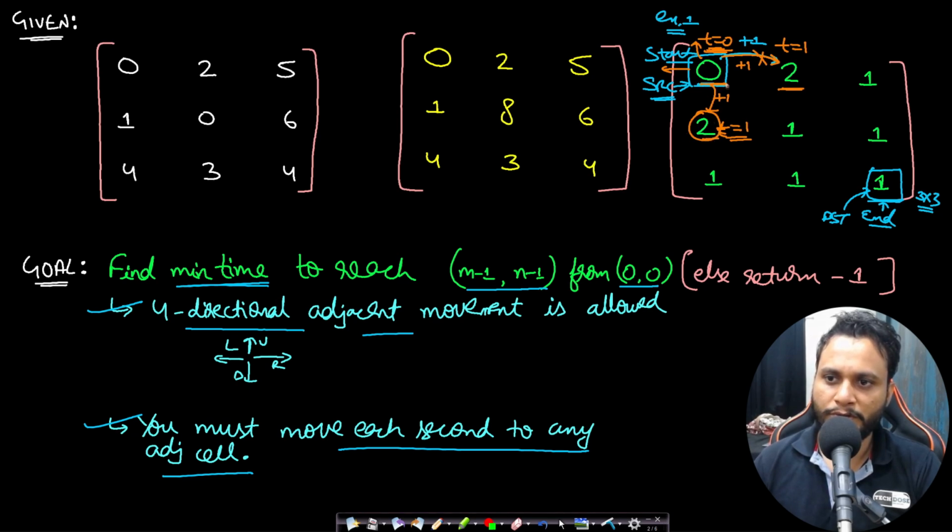So from this 0 0, you could not move anywhere, and since the constraint says that you must move each second to any of the adjacent cells, you cannot wait at any cell. So for that reason, it is not possible to travel from the start point to the end point, and therefore I will be returning a -1 value saying that it is not possible. Fine. So this was example 1. Let's look at example number 2.